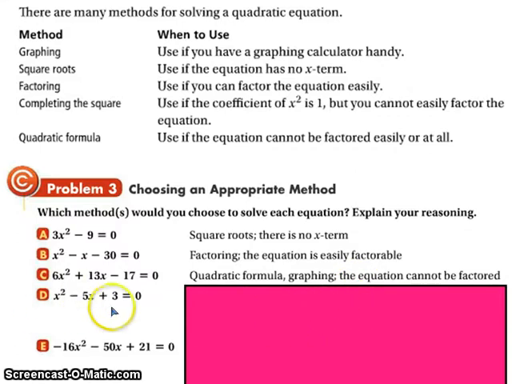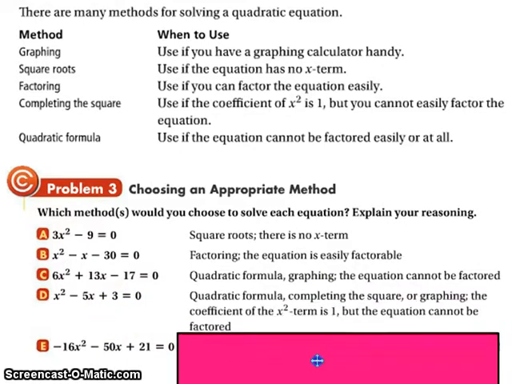Okay. Here's another one. Notice that we have x squared, so what we could do is use completing the square. Because it has a coefficient of 1, we could use factoring maybe. No, actually this one doesn't factor. We could use the quadratic formula, we could use graphing. So in this case we have 3 different options: quadratic formula, completing the square, or graphing.